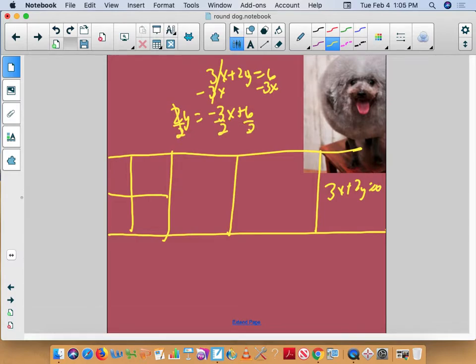And so we get y is equal to negative 3/2 x plus 3. 6 over 2 is 3. Now I can graph it pretty easily, right? My y-intercept is 3. And then I'm going to go down 3 and over 2 and draw my line.